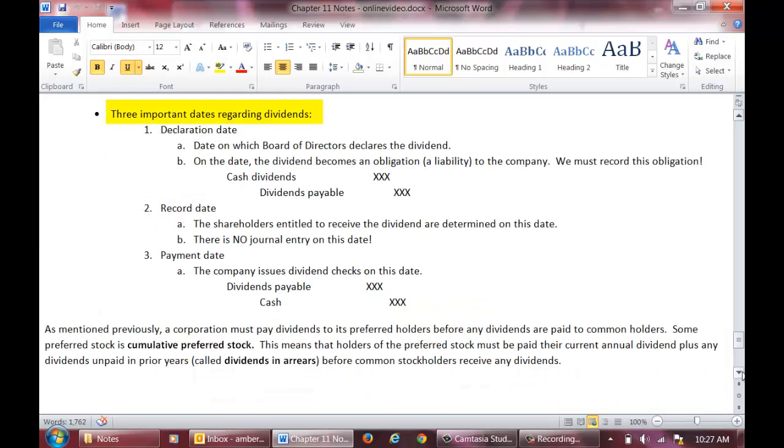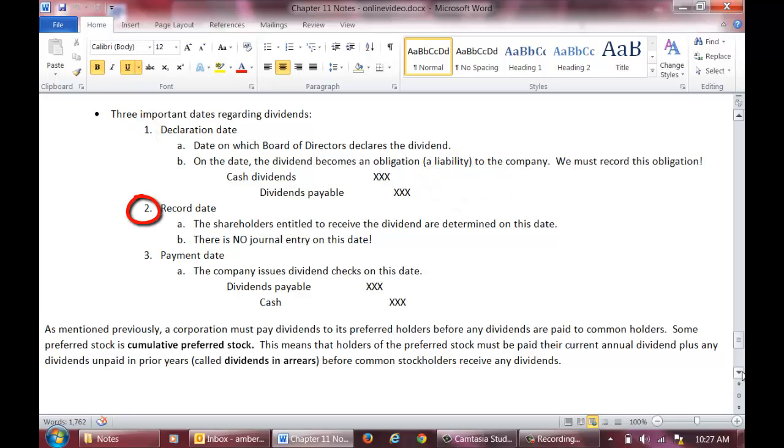There are three important dates related to dividends. First, the declaration date is the date on which the board of directors declares the dividend. Again, the dividend becomes a legal obligation on this date. We would debit cash dividends and credit dividends payable to recognize the obligation to pay.